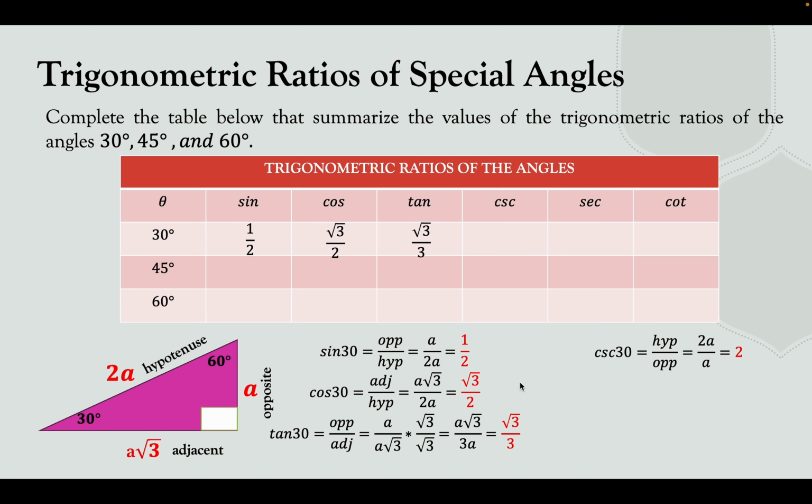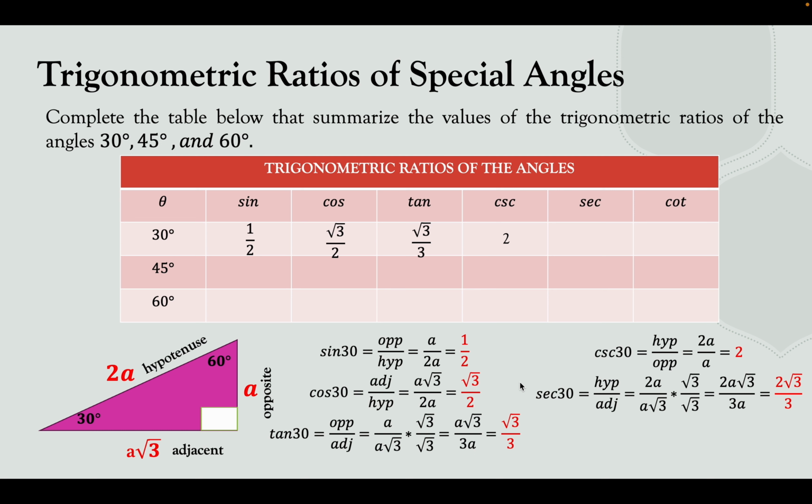So just the opposite or the reciprocal of the sine. So hypotenuse over opposite. So we have 2a divided by a. So simplify, you can eliminate a over a. So you have 2. Then we have next, secant 30.